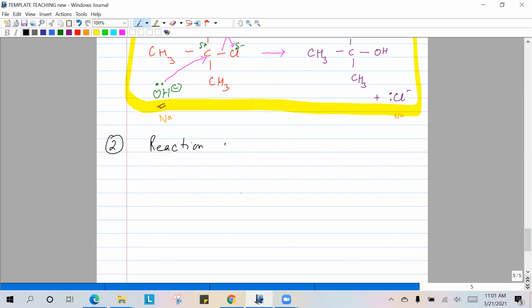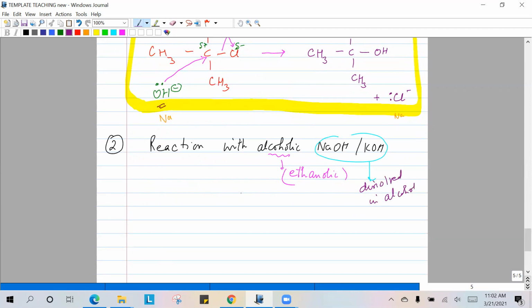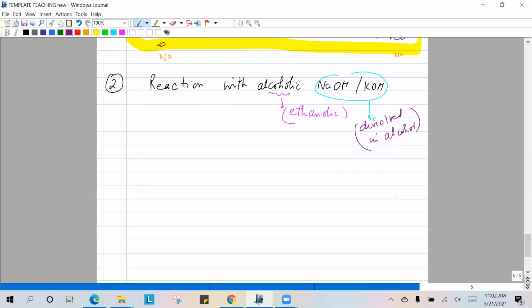That is the reaction with alcoholic NaOH or KOH. Now, I'm using the word alcoholic, but in your exam, they may use the word ethanolic. Ethanolic means dissolved in ethanol. I'm using just the word alcohol, so it could be any alcohol. What we specifically mean here is that if you are taking NaOH or KOH, they are being dissolved in alcohol. In your exam, sometimes they specify ethanol. So, okay, it is dissolved in ethanol, nothing else.